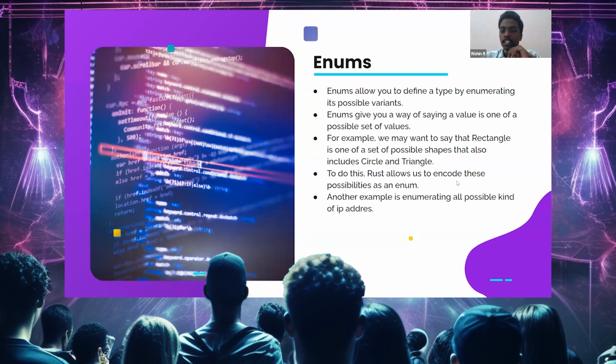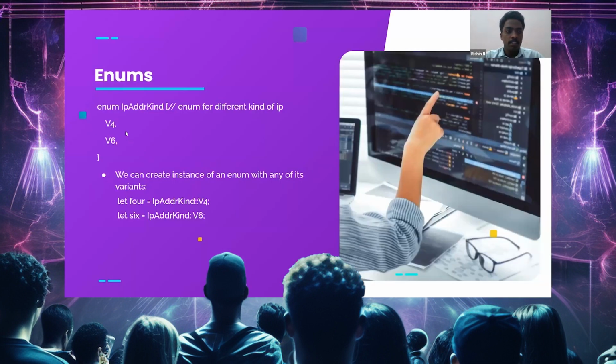Now to do this, Rust allows you to encode these possibilities as an enum. So enums are very useful when it comes to the different set of possible values for a particular entity. Now this also comes under the part of object-oriented programming in Rust. Okay. So yeah, this was the example that I was talking about. Enum IpAddrKind, you can use V4 and V6.